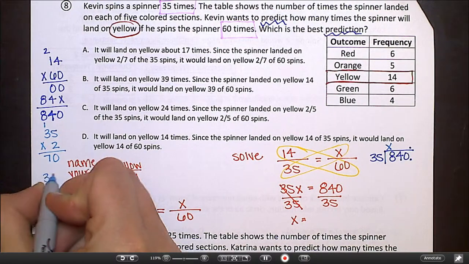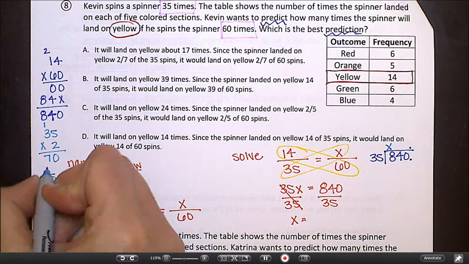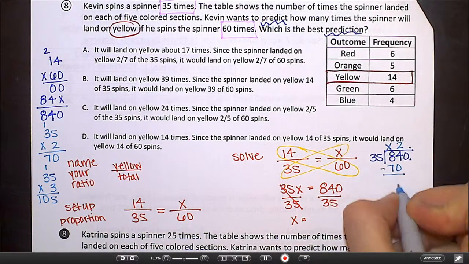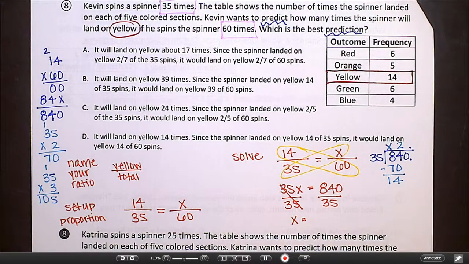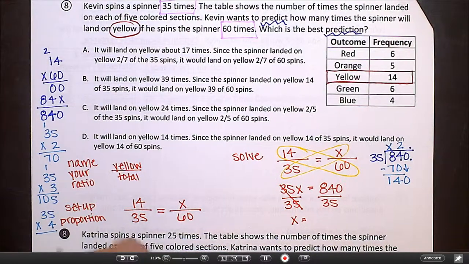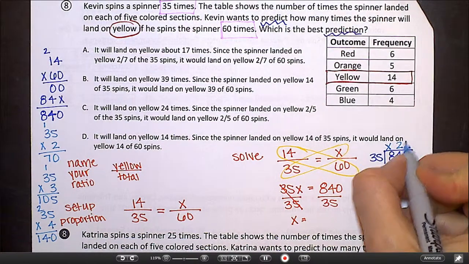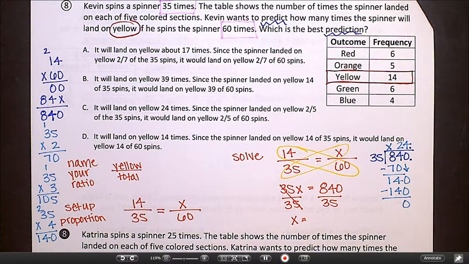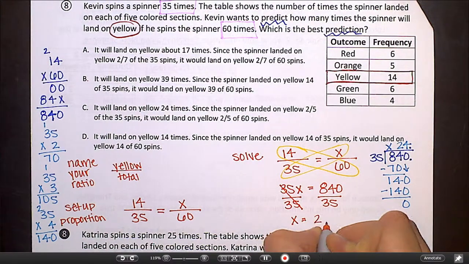Let's try 35 times 3. That's 15 and 10. Okay, so that one's not going to fit. So 35 times 2 gives me 70. We subtract and get 14. Bring down that 0. Now we need to go into 140. So I know 3 will fit. Let's try 4. 35 times 4. That's 20. And that's 14. So that fits perfectly. So 4 goes right here. And we already know that's 140. And I get 0 left over. So x is 24 times.